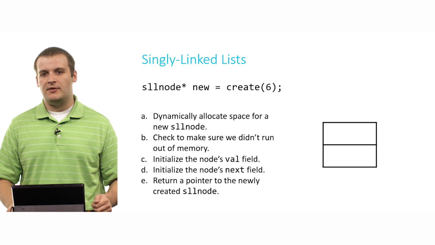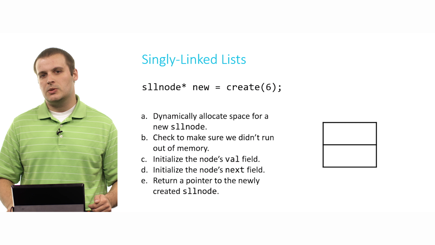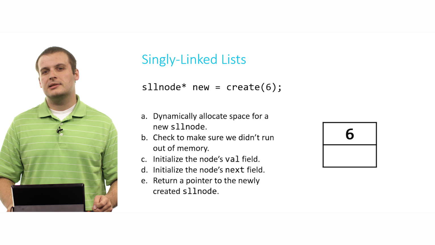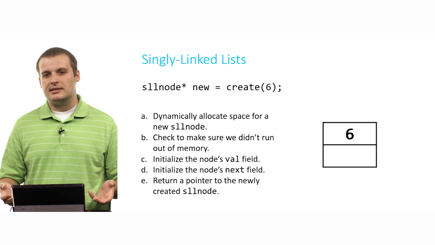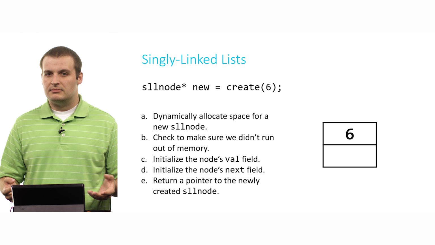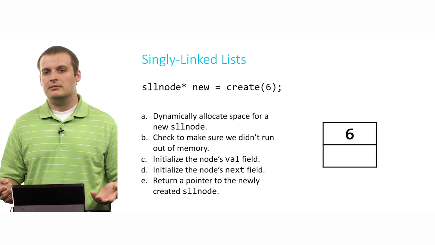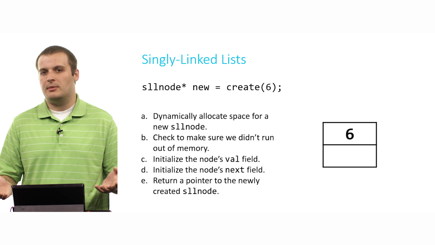Initialize the node's value field. Well, based on this function call I'm using here, it looks like I want to pass in 6. So we'll put 6 in the value field. Now initialize the next field. Well, what am I going to do there? There is nothing next, right? This is the only thing in the list. So what's the next thing in the list? It shouldn't point to anything, right? There's nothing else there. So what is the concept that we know of that's nothing, pointers to nothing?